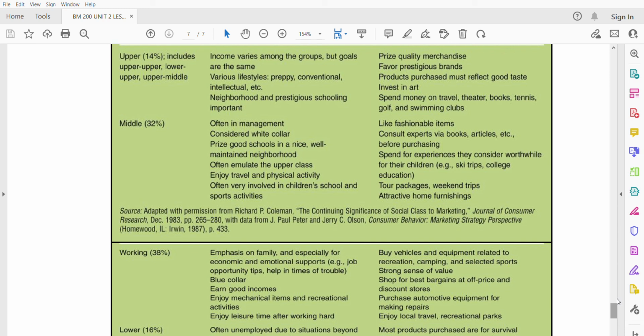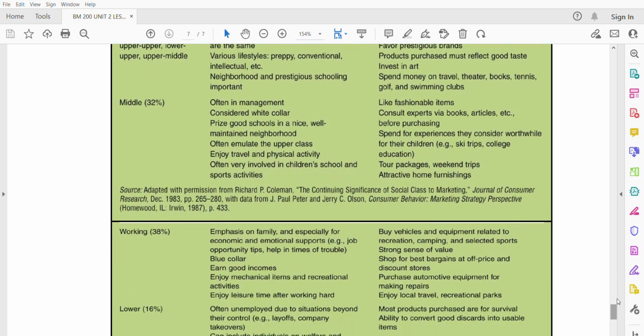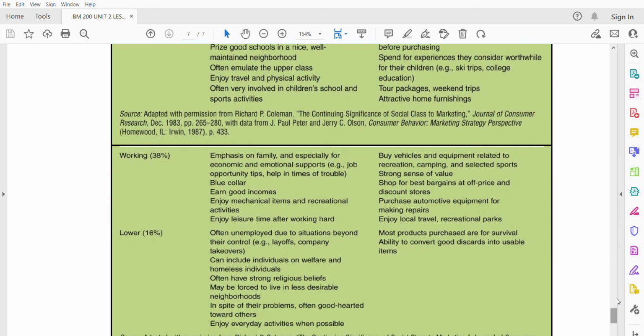For the working class, their behavior traits is that they emphasize on the value of family, and especially for economic and emotional supports like job opportunity tips, help in times of trouble. They belong in the blue collar community. They earn a good income or enough income only to support their basic needs, and enjoy mechanical items and recreational activities. And they enjoy their leisure time after working very hard or magtigom sa og-ayo.